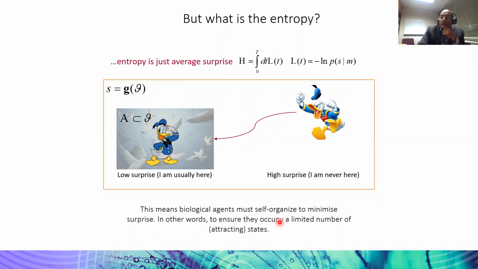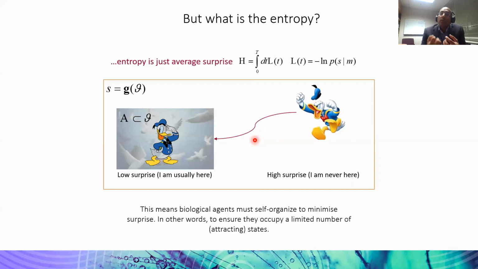What I'm trying to say is that biological systems are in what we call a non-equilibrium steady state. So they have certain stable states. For example, we are usually found in bed, or in the office, or near a coffee machine. So there are certain states where we are, and then we transit between them. This is how any biological system survives, by visiting a small number of active states.